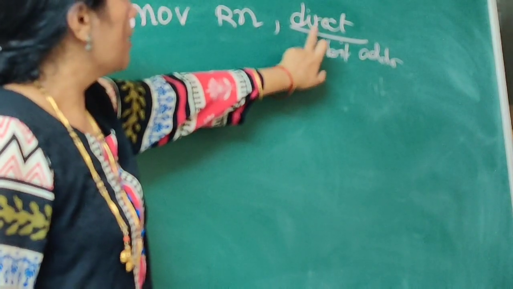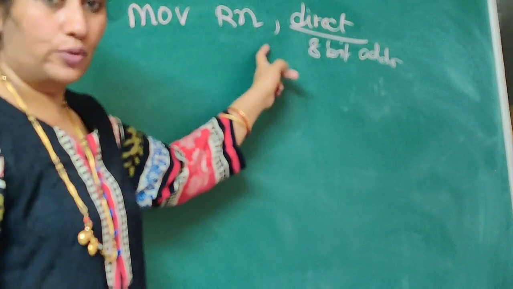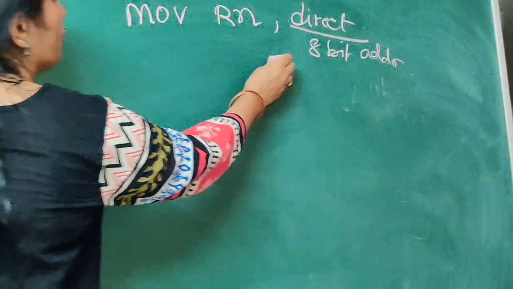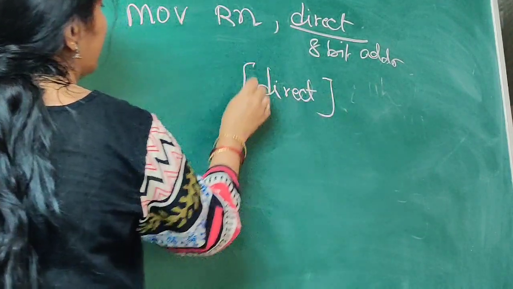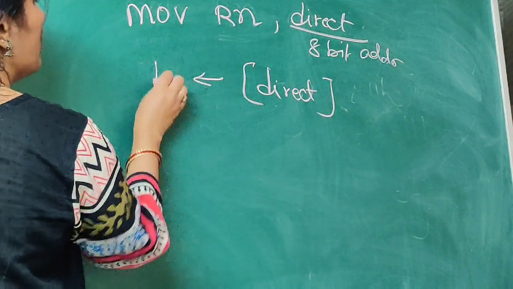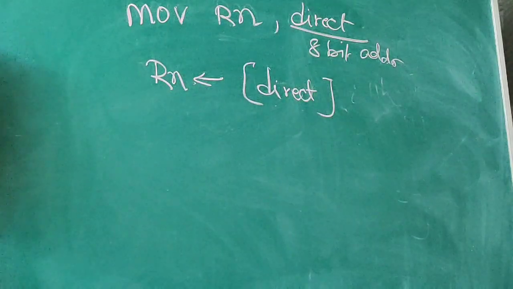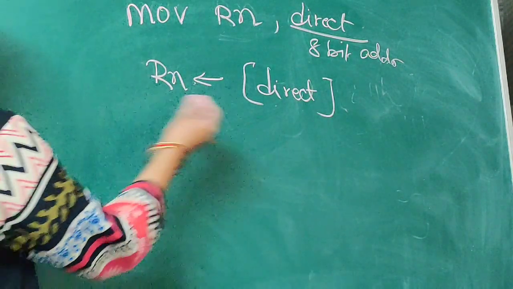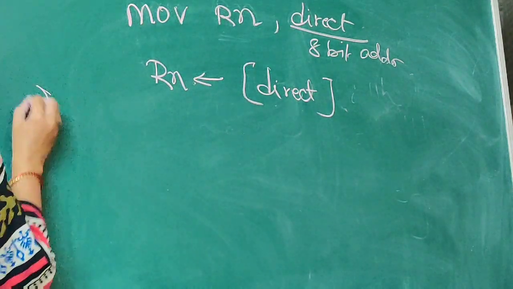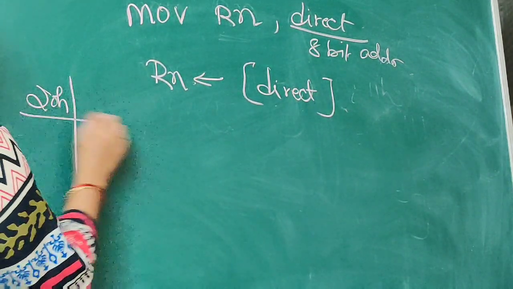So what is going to happen when this instruction gets executed? The content of the memory location, the content of the direct address, will become the content of the specified register. What does it mean? Say I am having 20 hex memory location.